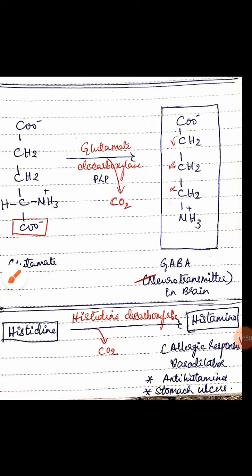And they have asked you what is the role of GABA, or what is the role of the compound. Name the compound which is formed on the decarboxylation of glutamate and give its biological significance. That question is being asked. So glutamate on decarboxylation gives you GABA, which serves as a neurotransmitter in brain.